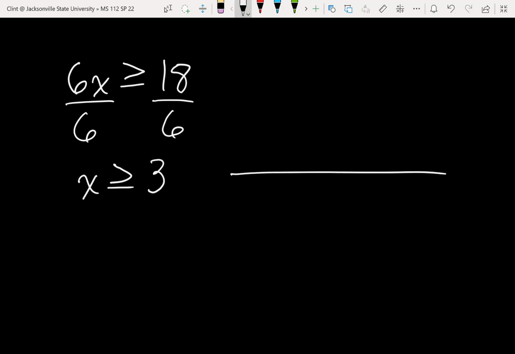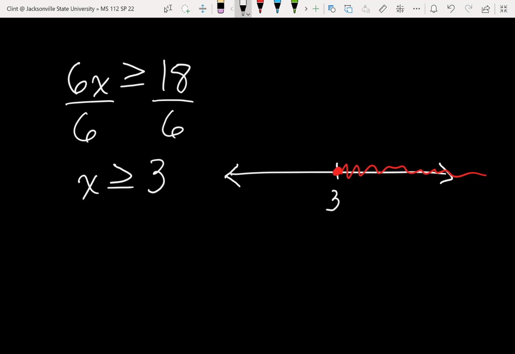So for the number line, we're looking at 3. And we want everything from 3 or bigger. And we are including 3 again. So we'll have a solid circle at 3. This time we want to shade the values that are greater than 3, so we would shade to the right.